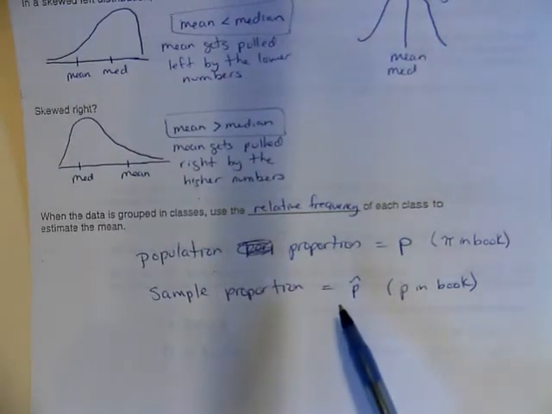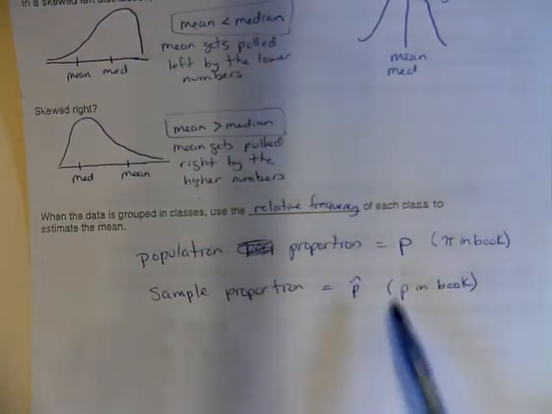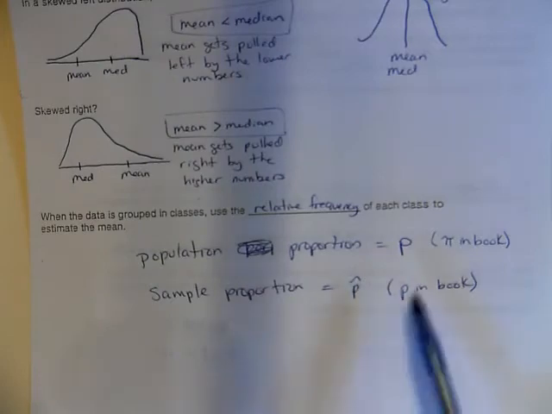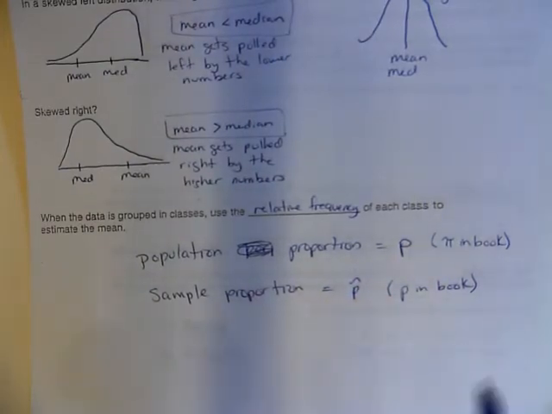But sometimes you don't look at the average, like the average height or the average weight. We're looking at the proportion of people who said yes. So there's the population proportion and the sample proportion.